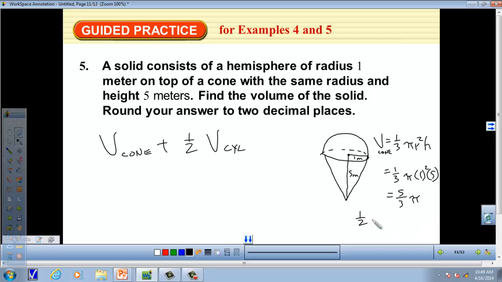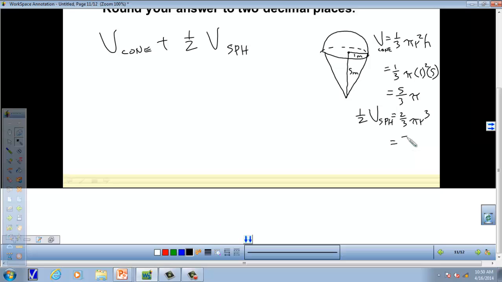Now we're going to do 1/2 of the volume. Oops, this shouldn't be cylinder. This should be sphere. Sorry. I apologize. So it's 1/2 the volume of the sphere. From the last problem, remember 1/2 times 4/3 gave us 2/3 pi r cubed. So we get 2/3 pi times 1 cubed. 1 cubed is 1. So my answer here is 2/3 pi.